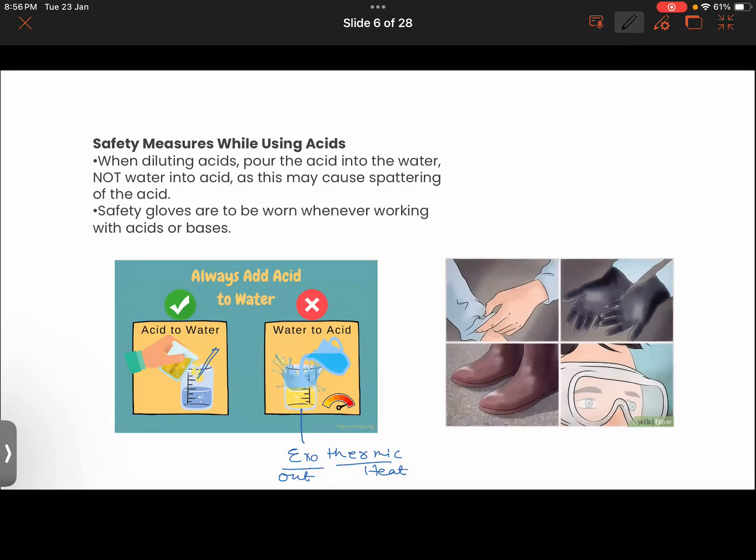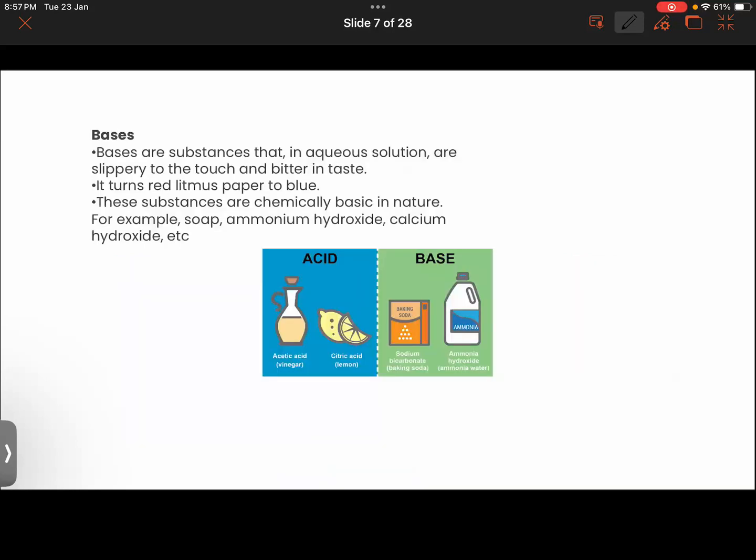Now, in a well organized manner, you can add drop by drop, no matter how concentrated the acid is, to the water, and thereby it can be diluted. And when you are diluting acids, you need to wear safety glasses, gloves and shoes. So that is the thing about it.